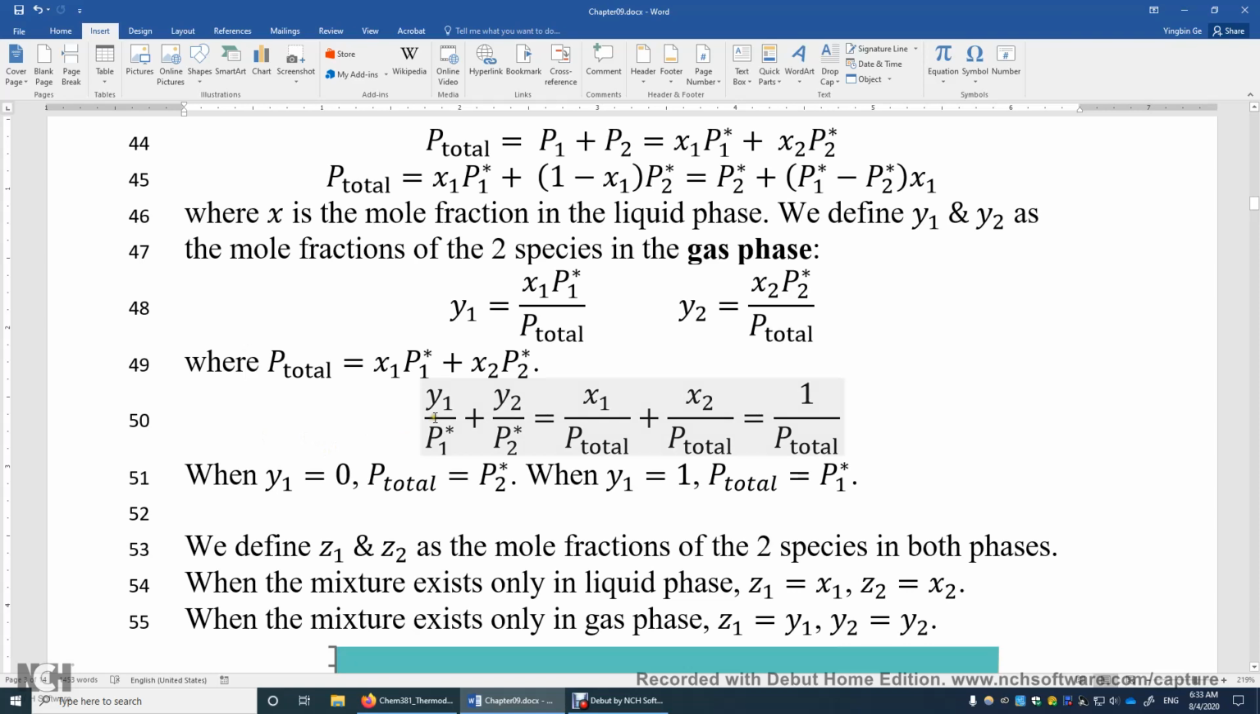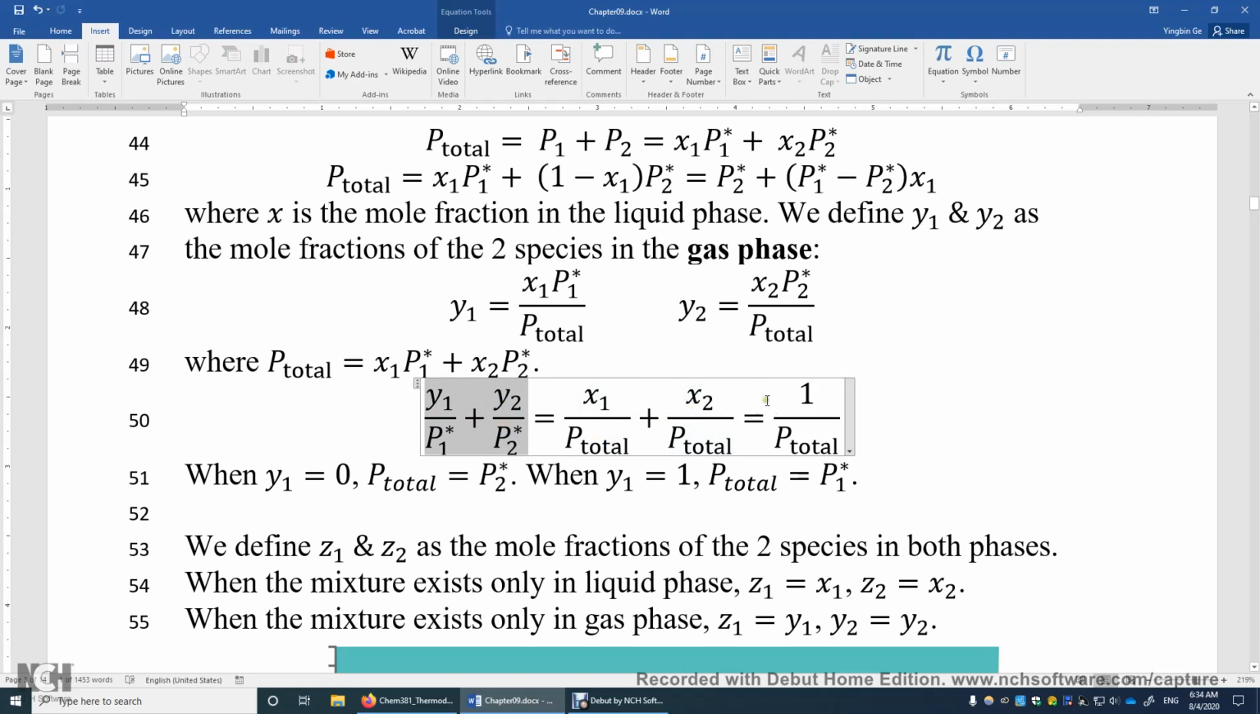So we can use Y1 divided by P1 star. Over here, Y1 divided by P1 star is X1 over P total. Similarly, Y2 over P2 star is X2 over P total. Why do we do this? If we sum up these two, we can see the result is 1 over P total. So it's kind of interesting.